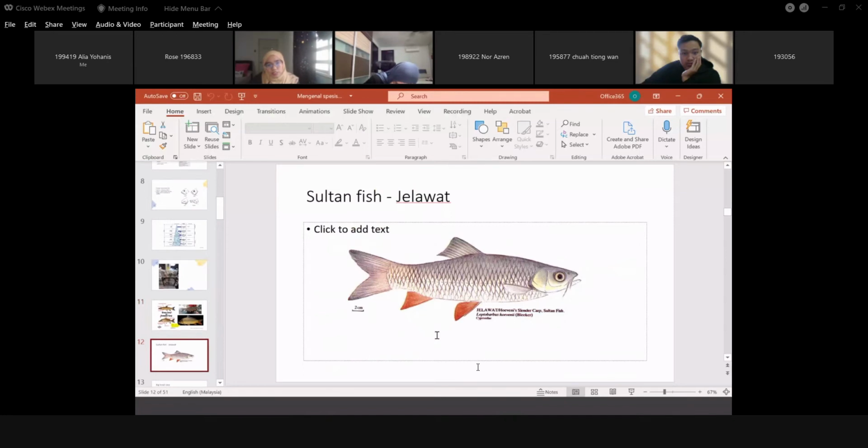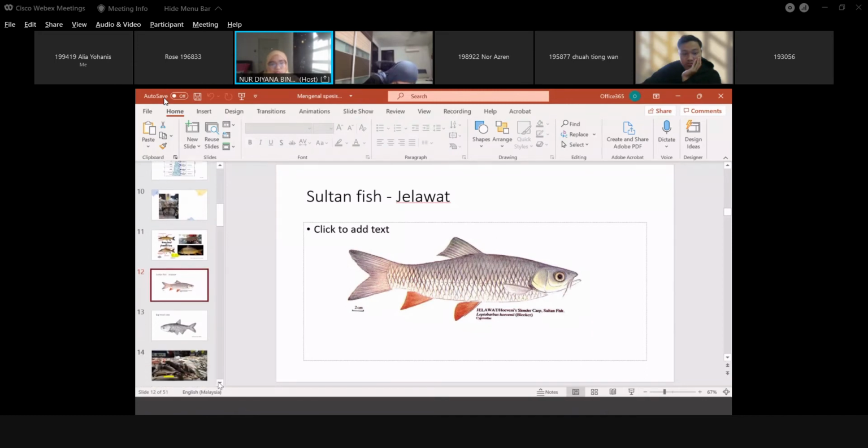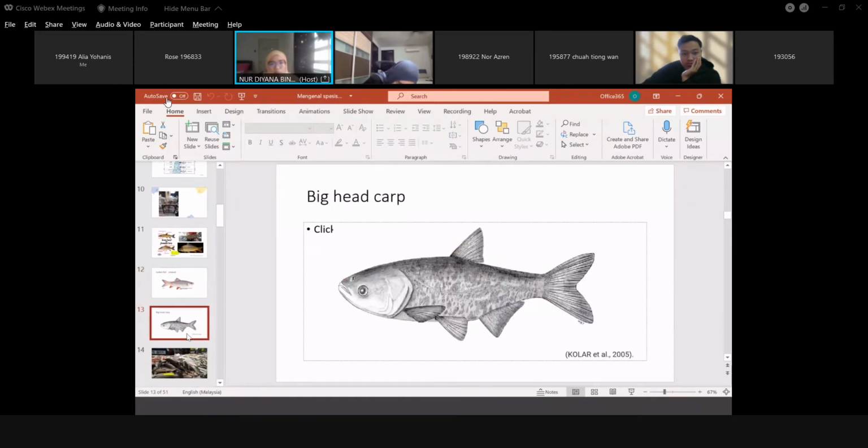This is the sultan fish, or locally we call it jelawat. Okay, so the color is silver, elongated body, single dorsal fin, and it also has bubbles, right? If you look at the picture, you will see how it looks like, all right? Okay, big head carp, right? Look at the head, it's big as compared to the other fishes, all right? This is a black and white photo, so sorry, you all can see the actual colored photo. So this is the big head carp.